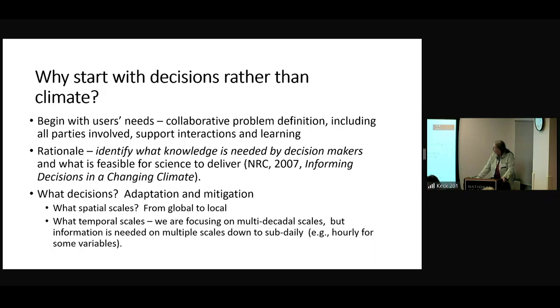So what decisions? Primarily adaptation and mitigation. At what spatial scales? All spatial scales, from the global to the local. What temporal scales? We're specifically going to be dealing with multi-decadal scales in our discussions today. But the information needed for adaptation in particular is on multiple scales down to the sub-daily, for example, hourly. Next.